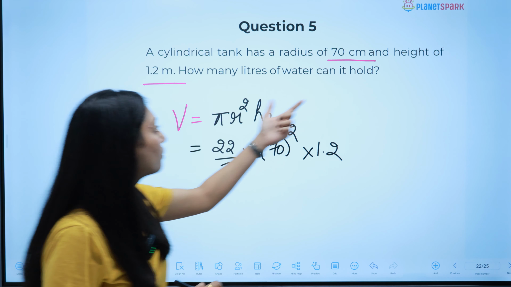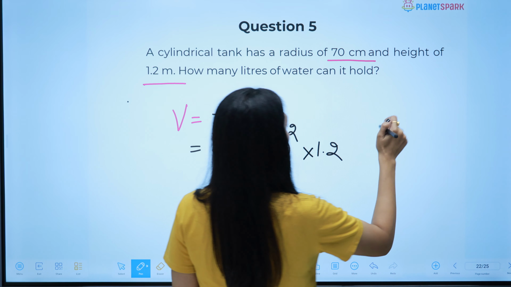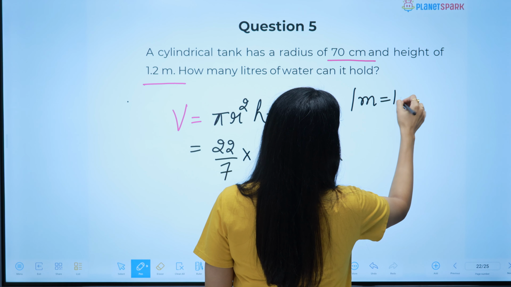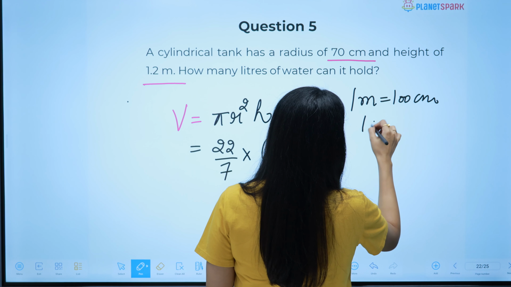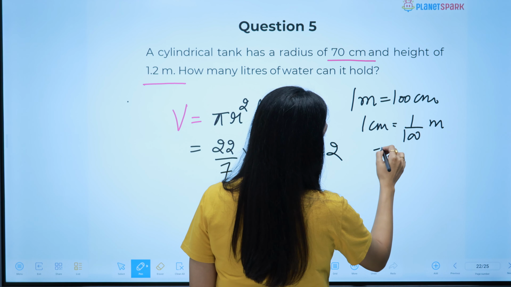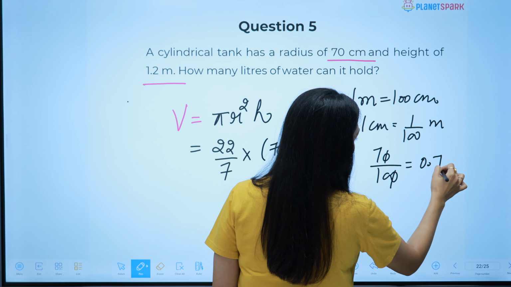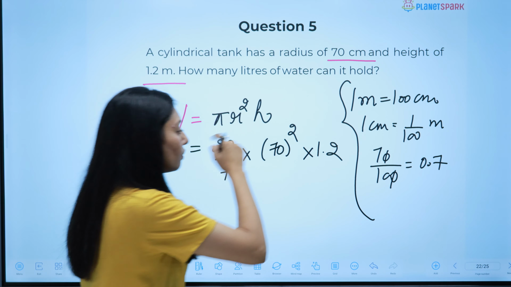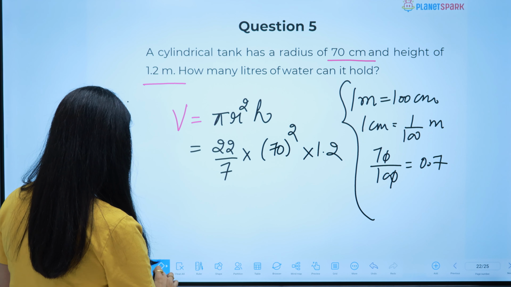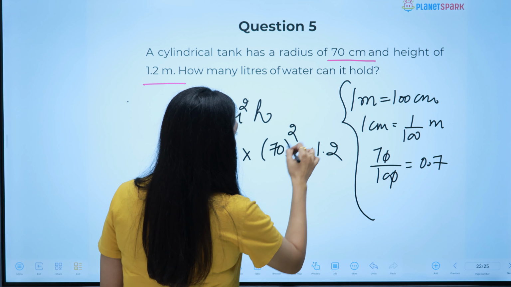You look at the units carefully. Centimeter and meter. So we have to do the conversion. 1 meter is equal to 100 centimeter. 1 centimeter is equal to 1 by 100 meter. So 70 centimeter is equal to 70 by 100 meter. That is 0.7. That is the value that you have to put here. Okay. That's why answer सही नहीं आ रहे हैं. चलो, let's put the right thing here.